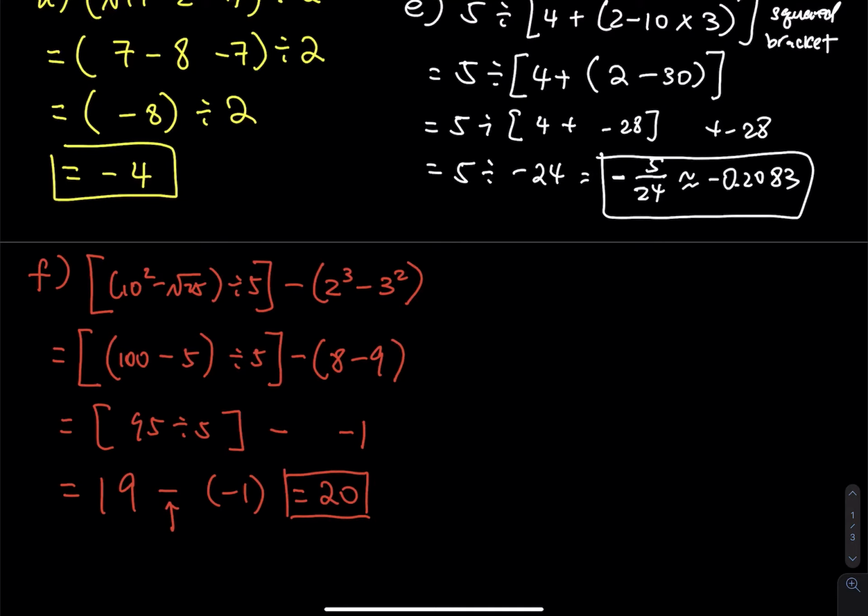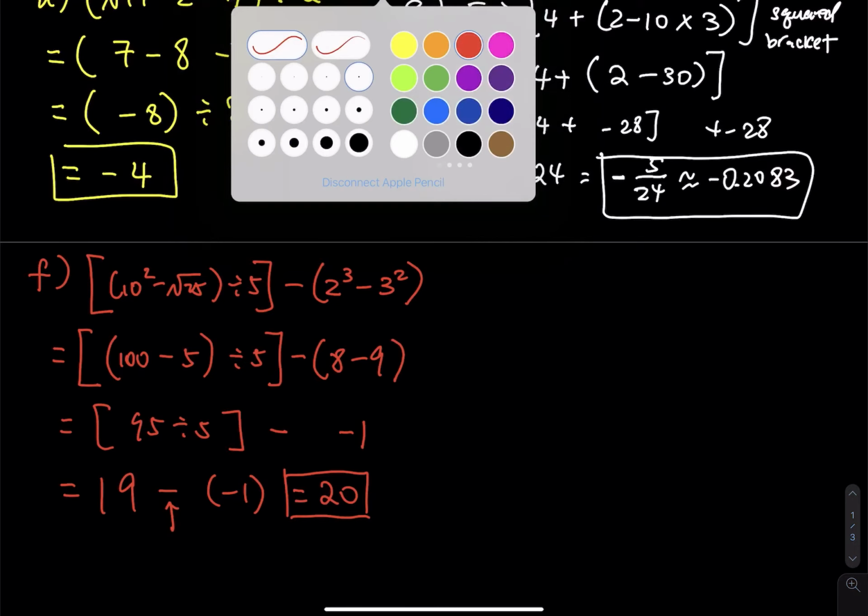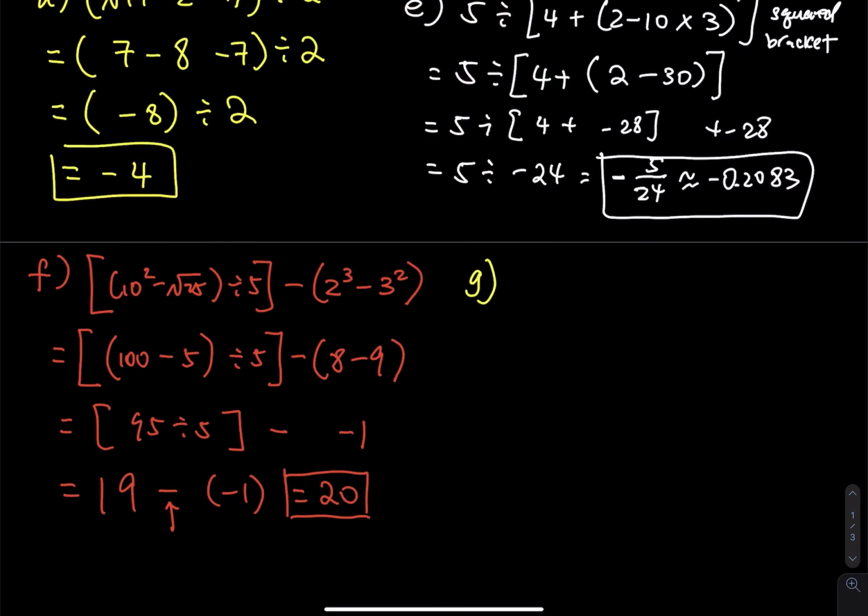And then part G, switch color again. Part G, we have a 2 plus 3 plus 6 plus 7 divided by 4. So which operation goes first? You do the top first, right? So 2 plus 3 plus 6 plus 7. The sum is equals to 18, and then you have 18 divided by 4. So you take 18 divided by 4. That is exactly equals to 4.5.